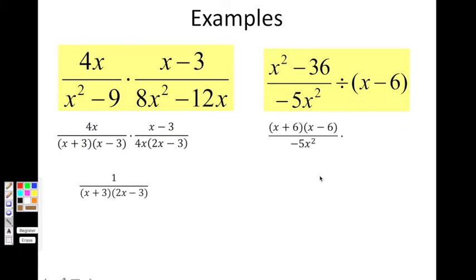Okay, so I'm dividing here, so I need to keep, change, flip. But I can factor this first one out. So this is a perfect square binomial, so that becomes x plus 6 and x minus 6. Then I'm going to flip my second term. So I can see here that my x minus 6's cancel out. So that's going to leave me with x plus 6 over 5x squared, all negative.